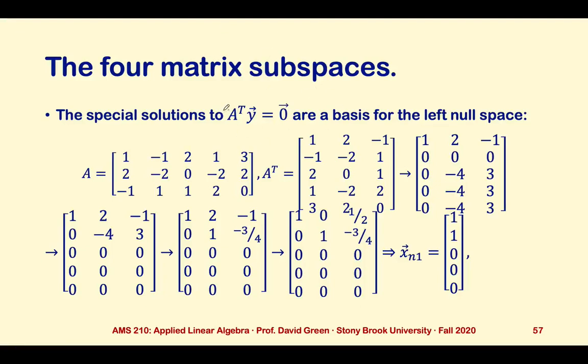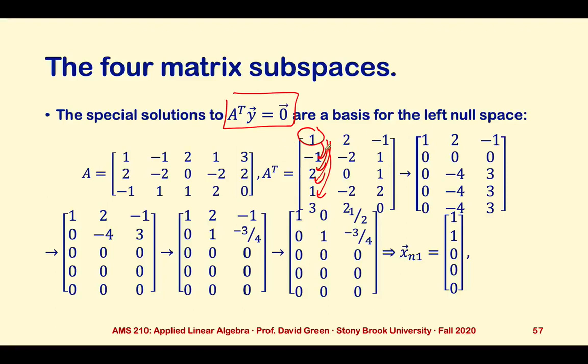The left null space are the special solutions to A transpose y equals 0. The simplest way to find this is actually to carry through Gaussian elimination on the transpose of this. So we simply take all of the columns of A and make them the rows, and then carry through Gaussian elimination. As always, eliminating downward.